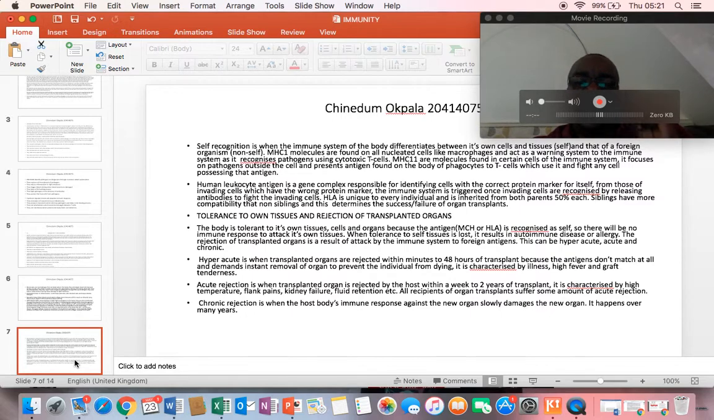MHC2 are molecules found in certain cells of the immune system. It focuses on pathogens outside the cell and presents antigens found on the body to phagocytes, or from phagocytes to T cells, which they use to fight any cell possessing that antigen.